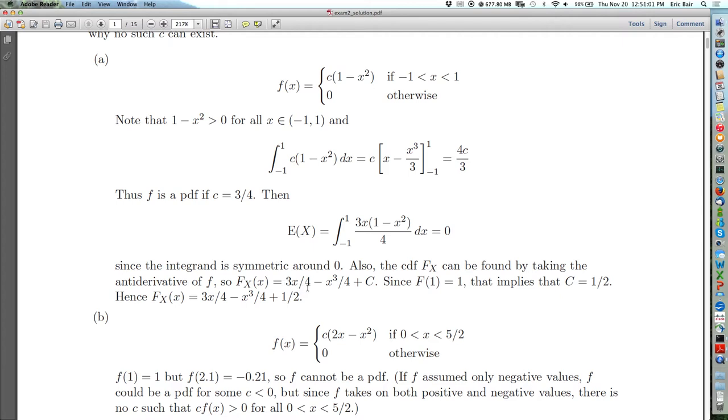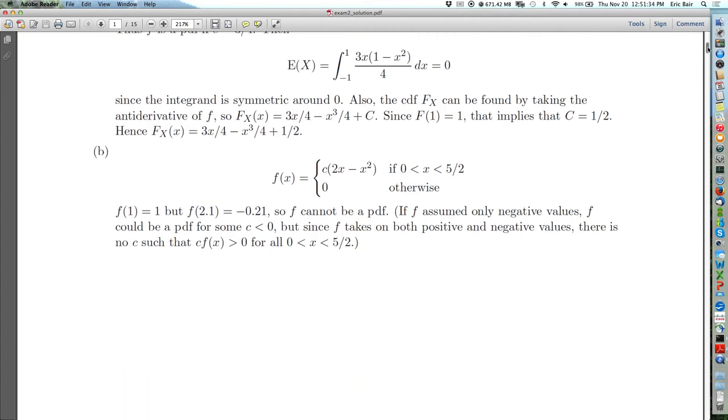CDF, a number of people just took the antiderivative of the density without taking into account the fact the antiderivative has a constant term, and this needs to be set up such that the limit as it goes to minus infinity is 0, and the limit as it goes to plus infinity is 1. So to get that to work out, you need to add the plus 1/2 term. A couple people made that mistake, but that was the only conceptual problem that I noticed there.